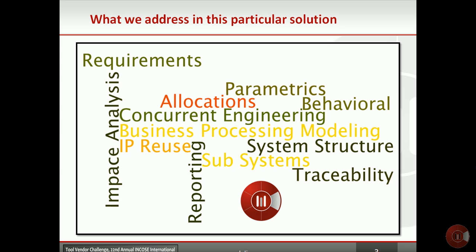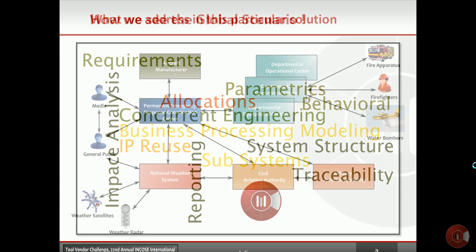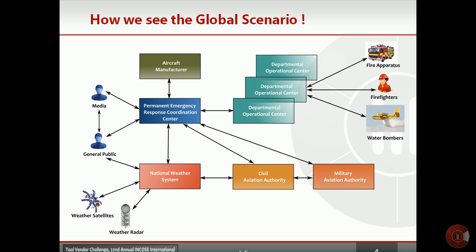We basically handle requirements, structural and behavioral modeling, allocations, parametrics, concurrent engineering, systems and subsystem modeling, document generation, traceability, impact analysis, and some additional features such as business process modeling. So here we see the global scenario that we basically focus on in our particular solution.